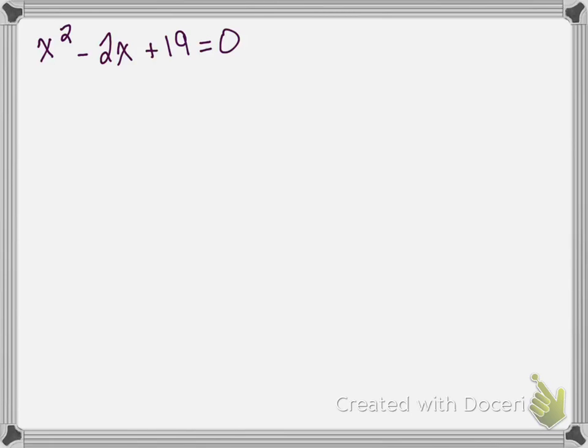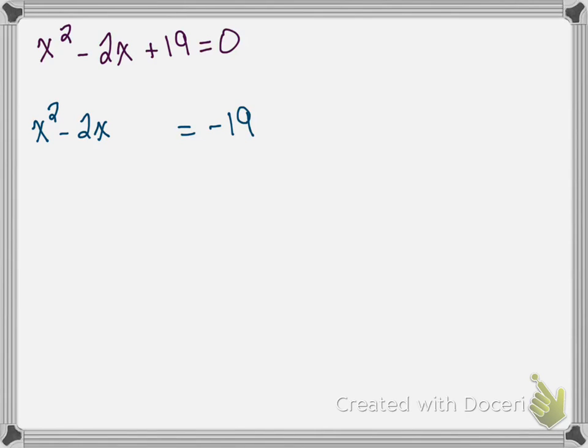So, I am going to move my 19 to the right because I have to have my x squared and my minus 2x on one side, and then I'm going to have my 19 on the other. But I have to do the opposite. So what am I actually doing? Subtracting what? 19. So I have negative 19 over here.